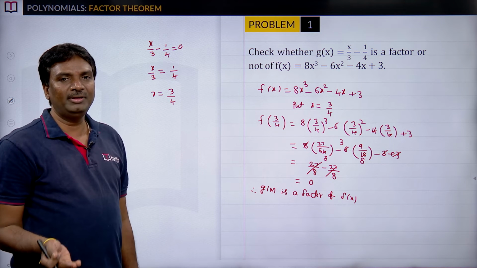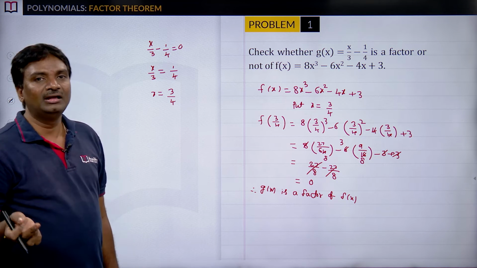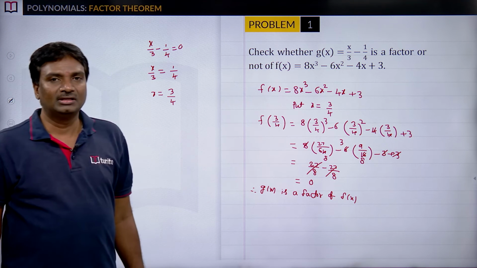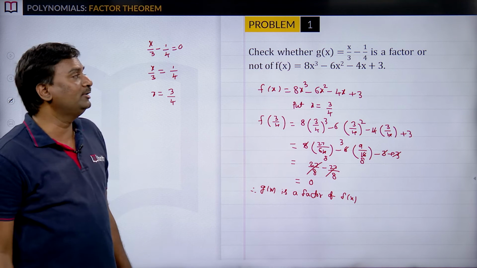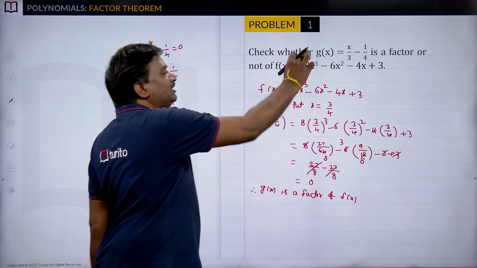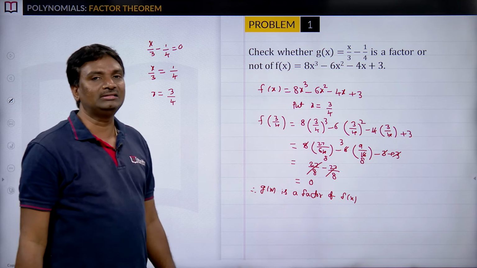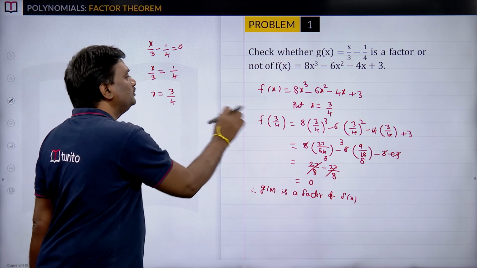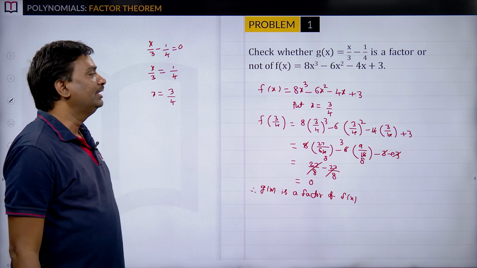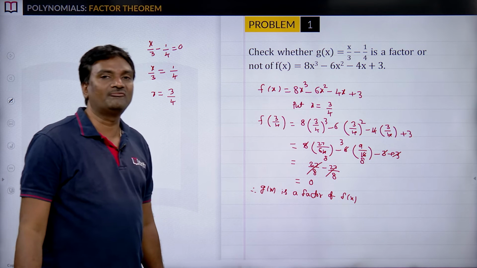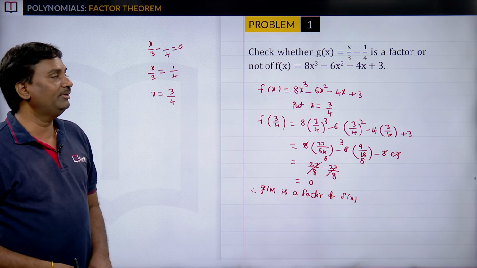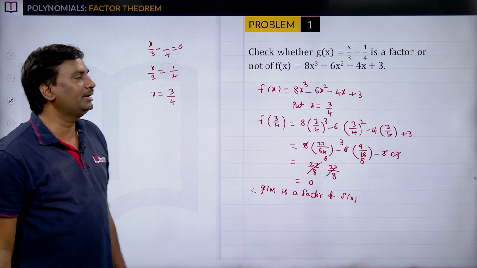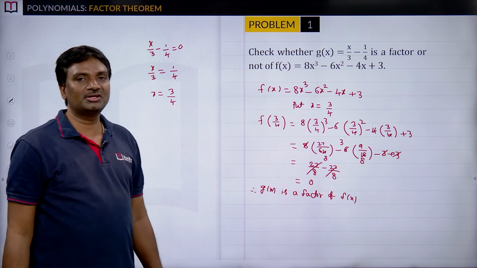So whatever the problem may be, to check whether one polynomial is a factor or not for another polynomial, you can take the small polynomial, means the polynomial having the lowest degree. Here x by 3 minus 1 by 4 has degree 1, that is a linear polynomial. From that we got the value of x as 3 by 4. You can substitute this 3 by 4 in the given polynomial 8x cube minus 6x square minus 4x plus 3. After simplification we got 0. That's why we can say x by 3 minus 1 by 4 is a factor of 8x cube minus 6x square minus 4x plus 3. So hope you understood this.